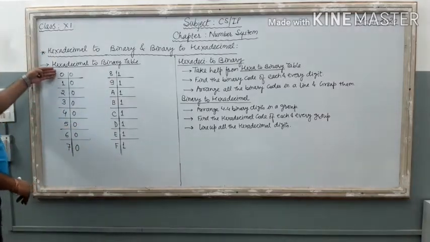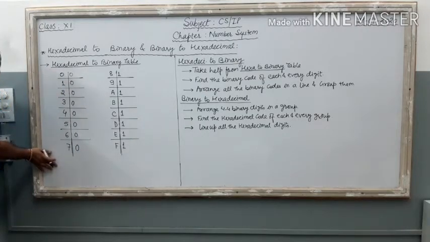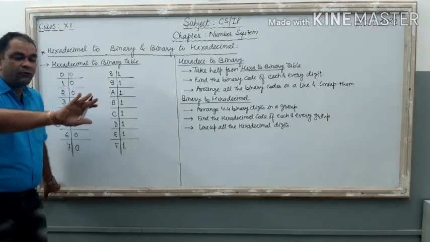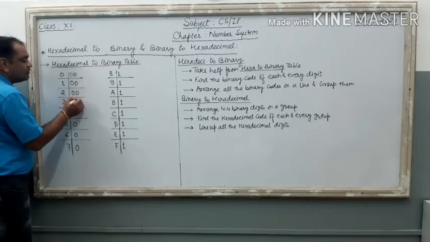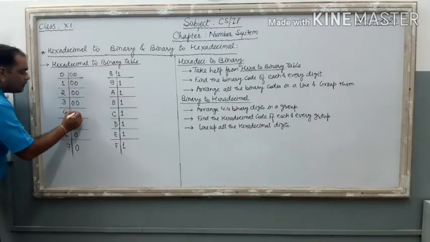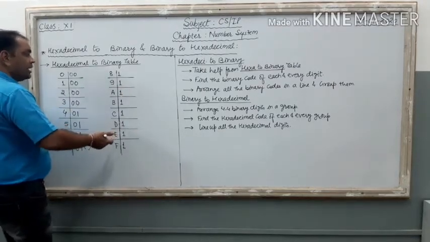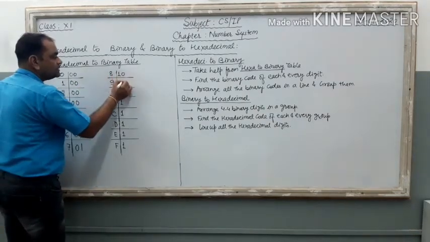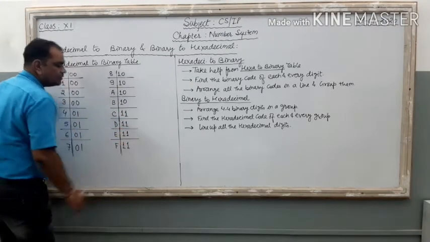Now, 0 to 7, total 8 digits are there. So just divide this 8 by 2. 4 are there in one line, 4 are there in another line. So for the first 4 values, put 0, 0, 0, 0. For the next 4 values, put 1, 1, 1, 1. Clear? The same process we can follow in this portion also. For 8 to F, the first 4 values are 0, 0, 0, 0, and the rest 4 values are 1, 1, 1, 1.